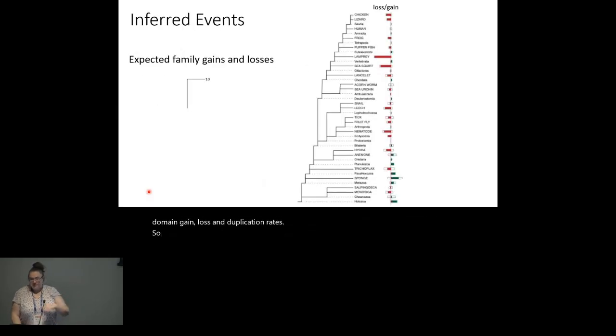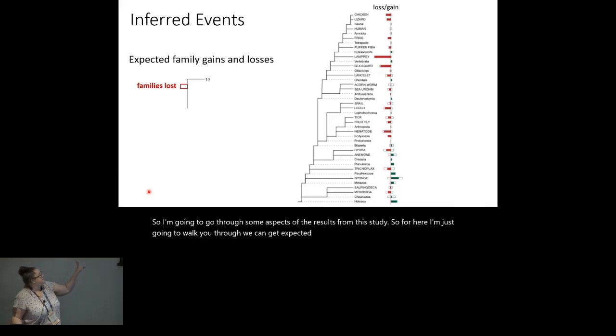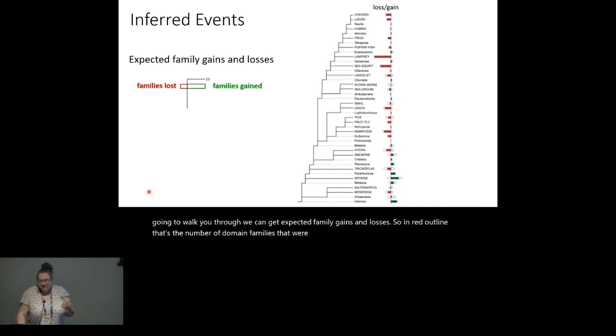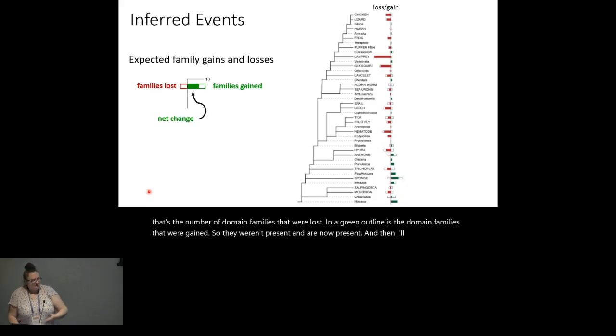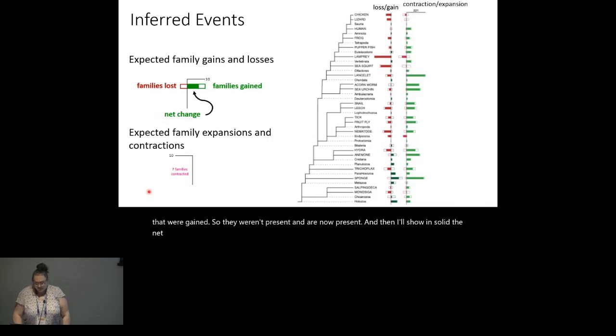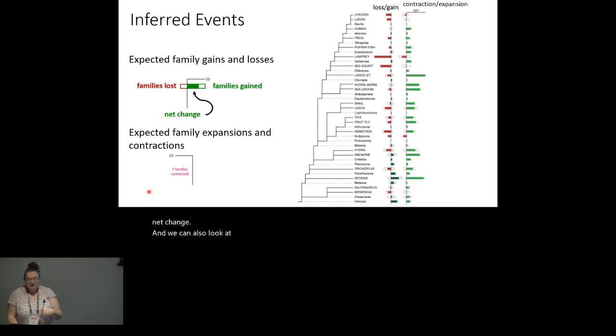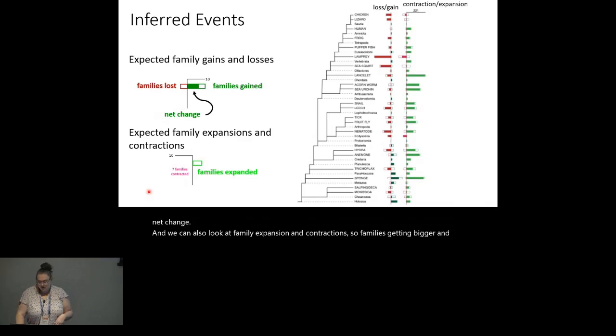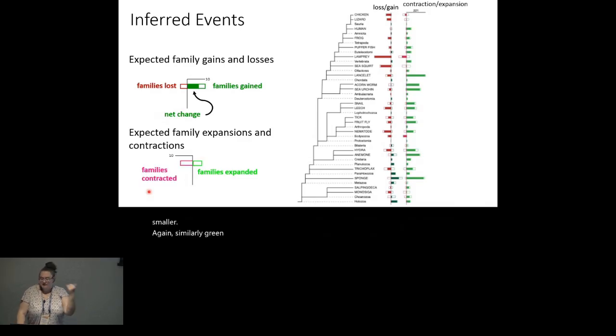So I'm going to go through some aspects of the results from this study. So here, I'm just going to walk you through. We can get expected family gains and losses. In red outline, that's the number of domain families that were lost. In a green outline is the domain families that were gained. So they weren't present and are now present. And then I'll show in solid the net change. We can also look at family expansion and contraction. So families getting bigger and smaller. Again, similarly, green outline is expansion. Pink outline is contraction, and then solid is the net change.